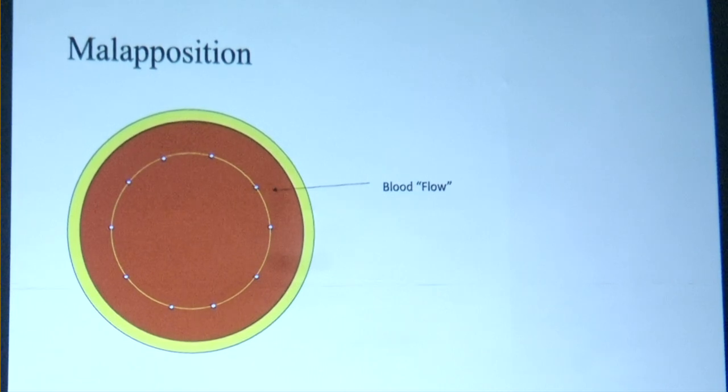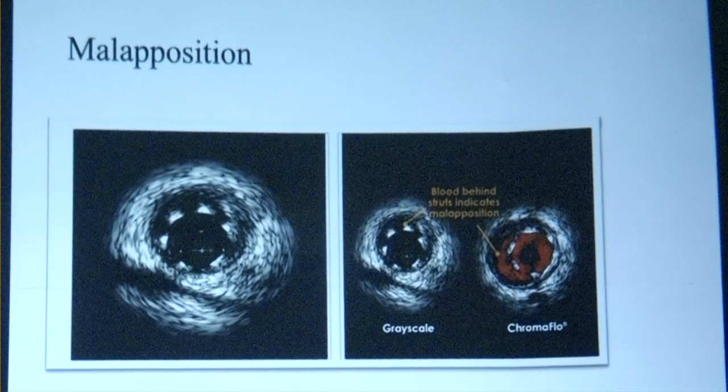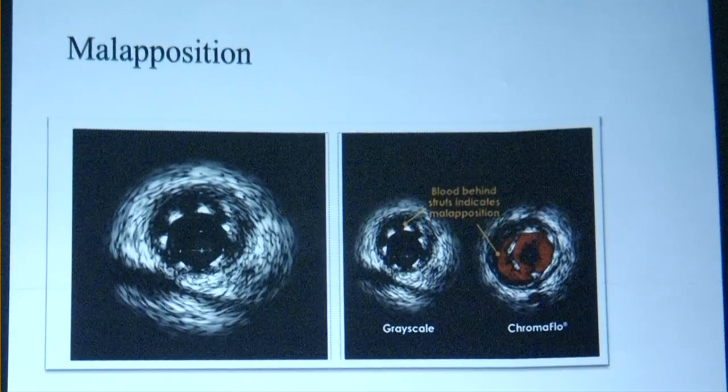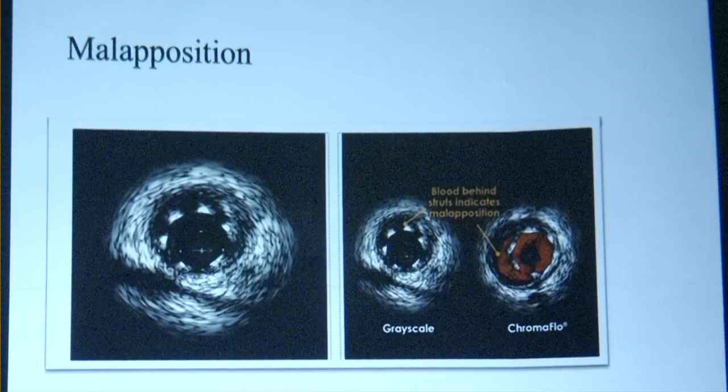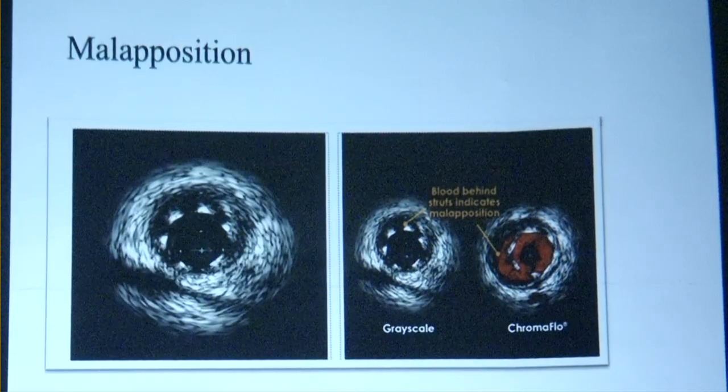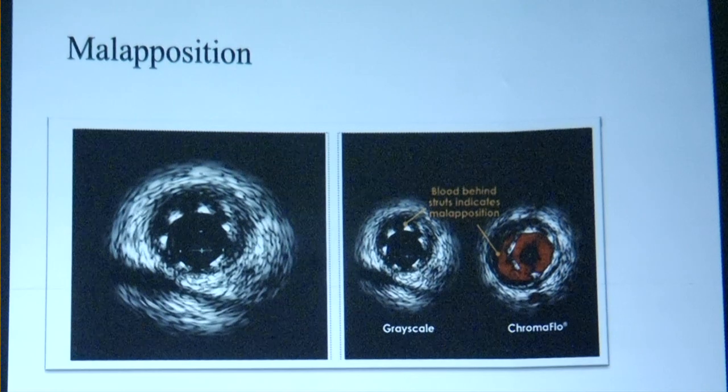So malapposition, as Ankush had said in the previous case, proximal malapposition is very important because it prevents you from getting back in the future. But otherwise, nobody is saying you should ignore it, but it's really not the best predictor. So if you have malapposition, you should make an effort to reduce or eliminate that, but it's not as important as stent expansion. And this is a good example of malapposition shown by one of the brand name techniques called Chromaflow, where you can see the blood flow outside the stent lumen between the intima and the stent.